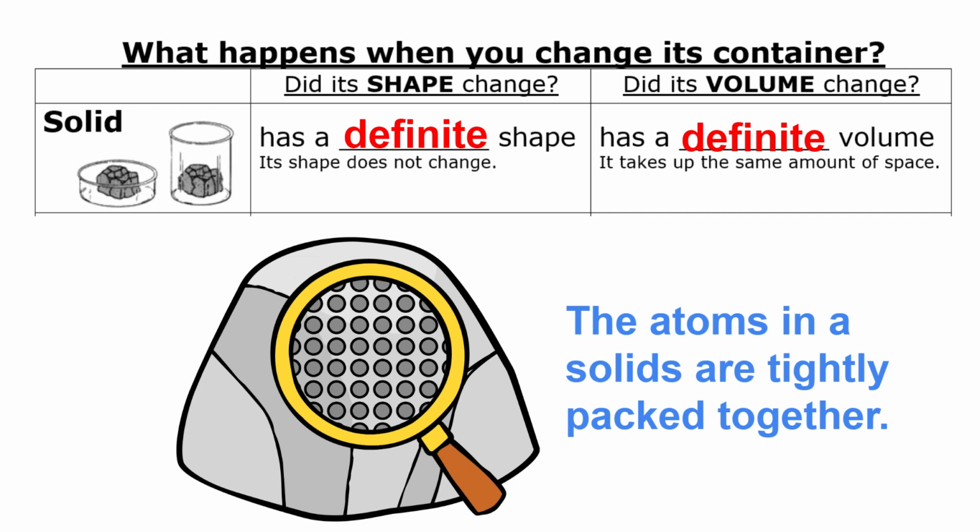This is because the atoms in a solid are tightly packed together. They're so tightly packed together that it will keep its shape and it will keep its volume, the amount of space it takes up, no matter what container it's in.